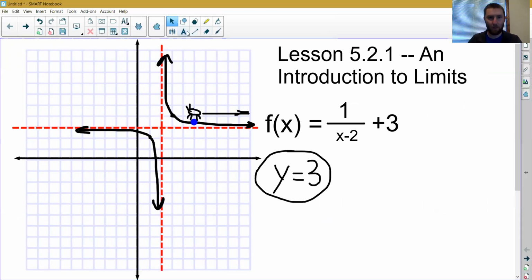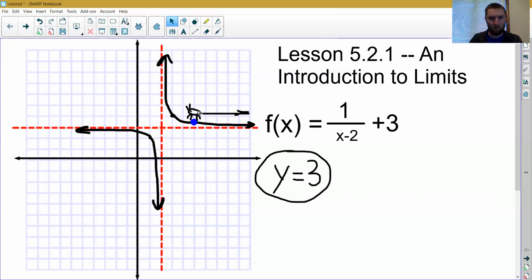So x equals 2, hopefully we remember, is this vertical asymptote right here. This is x equals 2. So as my function is approaching that x value from both sides, what is happening to my function, right? What's happening to the y value of my function? Well, it sort of depends on which side we're approaching from, right?